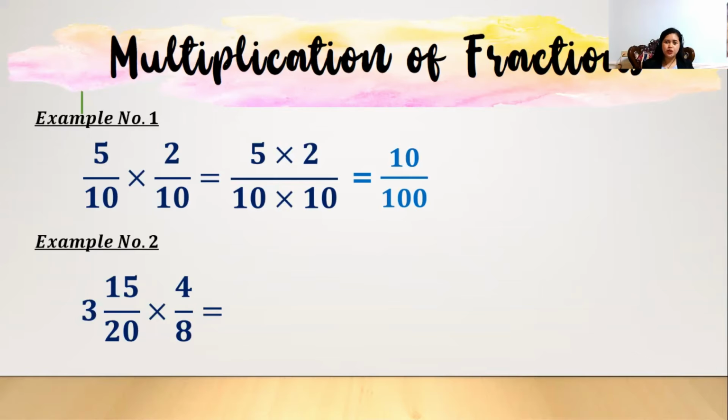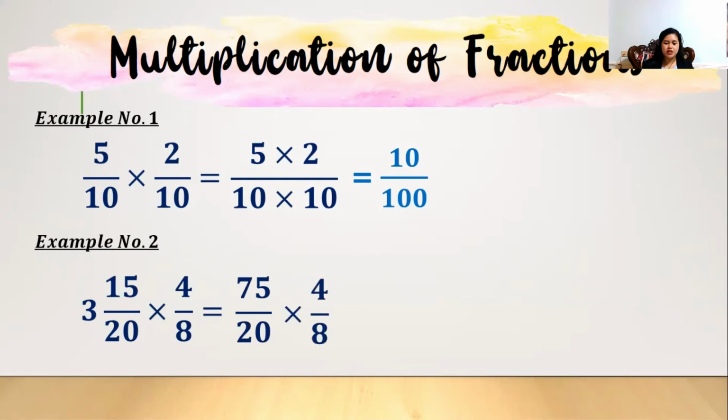We multiply the whole number, which is 3, by the denominator, which is 20. So 3 times 20 is 60. Then we add the product to the numerator, which is 15. So 60 plus 15 is 75 as the new numerator, and our denominator is still the same, which is 20. The equivalent improper fraction of our mixed number is 75 over 20.